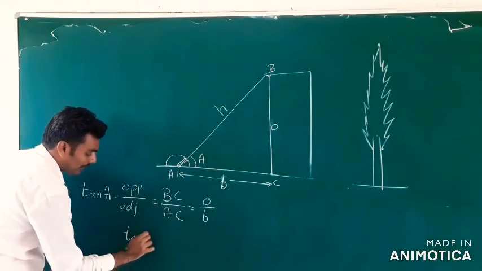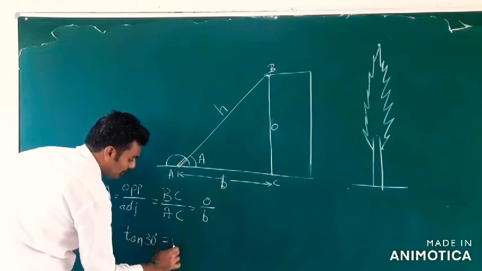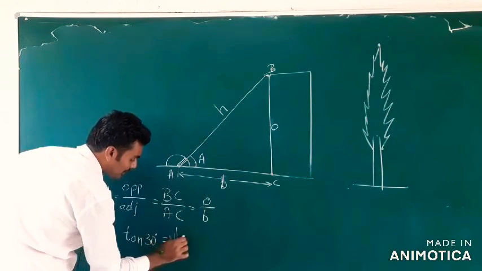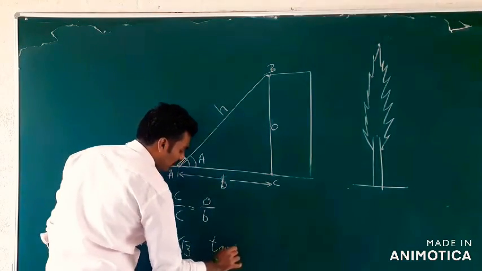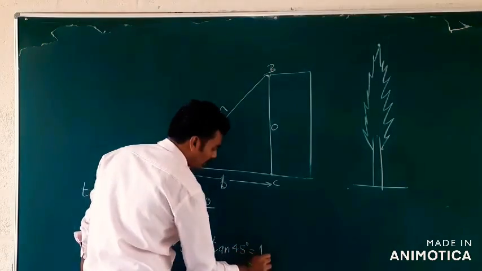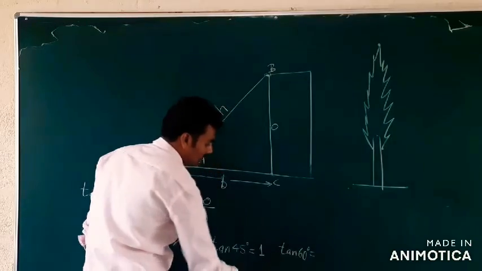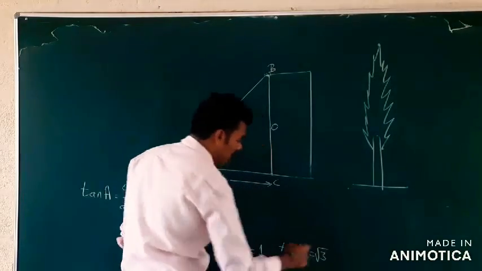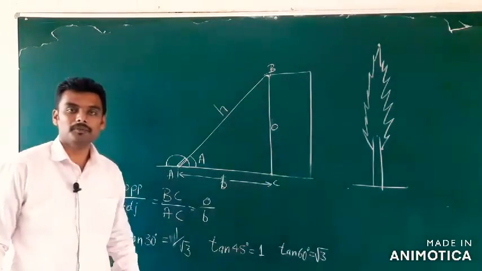The value of tan 30 is, as you know, 1 by root 3, and the value of tan 45 degree or pi by 4 is 1. And the value of tan 60 degree is root 3. Okay, and you have tan 0 is equal to 0, tan 90 is equal to infinity, right?